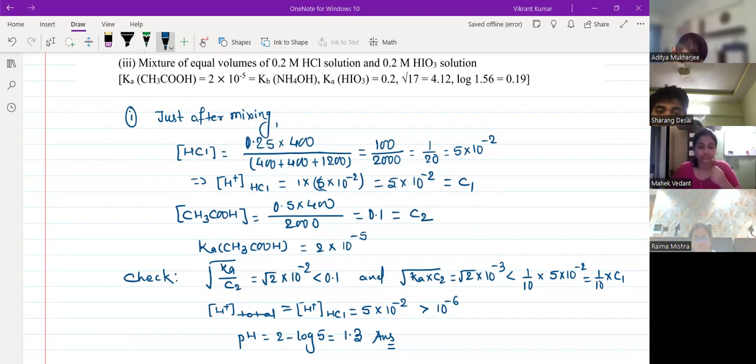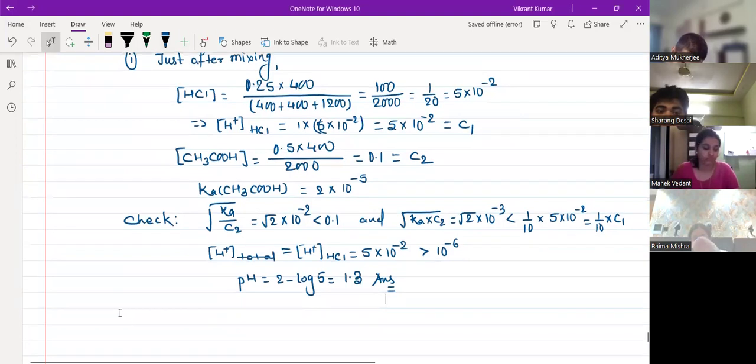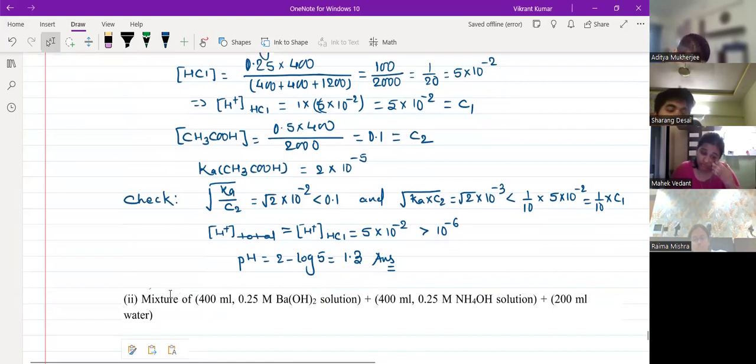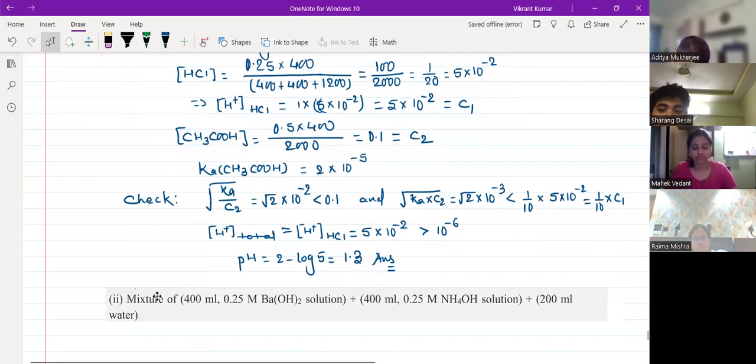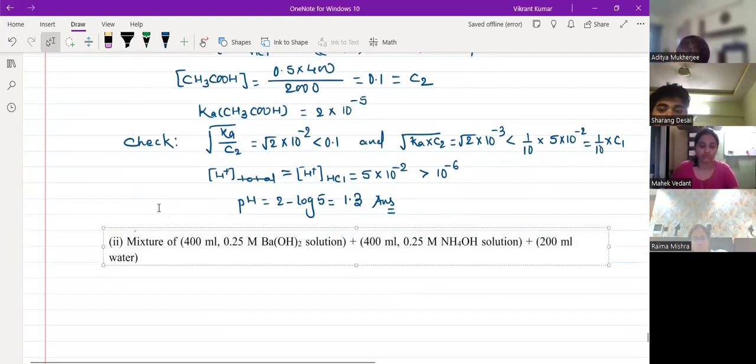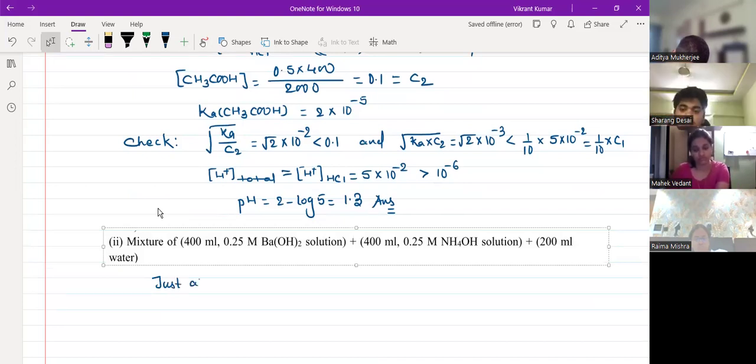Similarly, we have got the second question. This time it is a basic solution. This time it is Ba(OH)2, so we need to be careful about that also. So in the second question, if I have to calculate the OH minus from the strong base, first we'll calculate what happens just after mixing. From that we'll calculate OH minus from Ba(OH)2, and then we'll check the C1 C2 conditions. So we are writing again just after mixing.